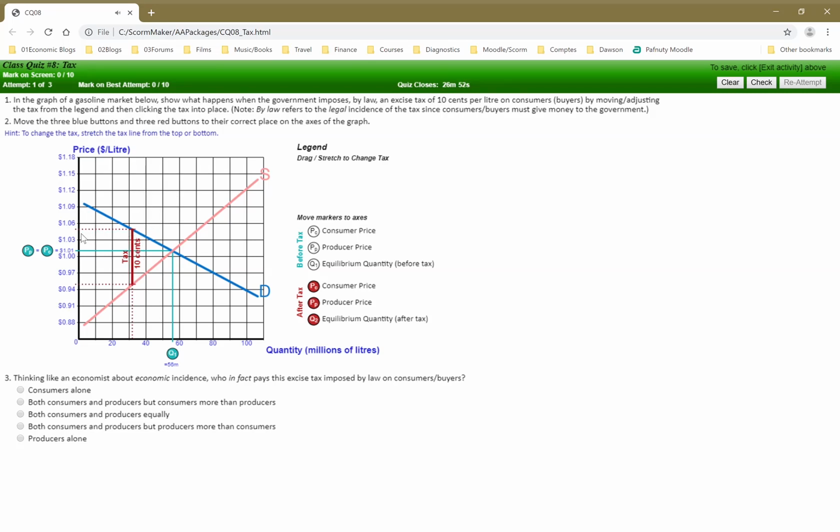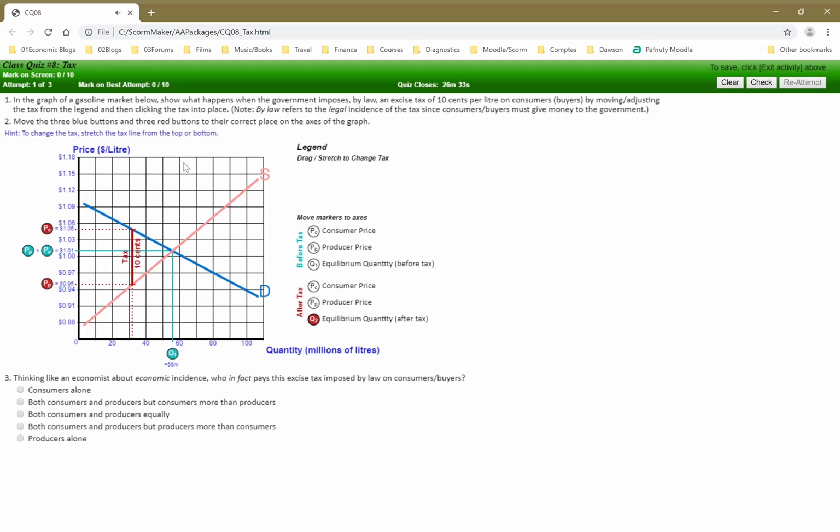So we know that the higher price is the price that consumers pay, which in this case happens to be about $1.05. And necessarily the producers are going to receive 10 cents less than this, which means they'll be receiving 95 cents.